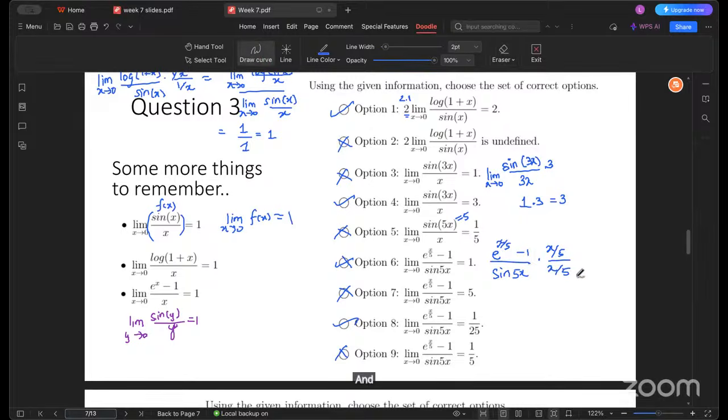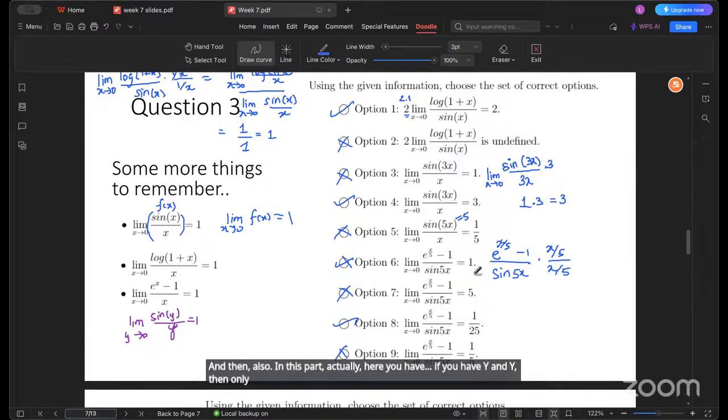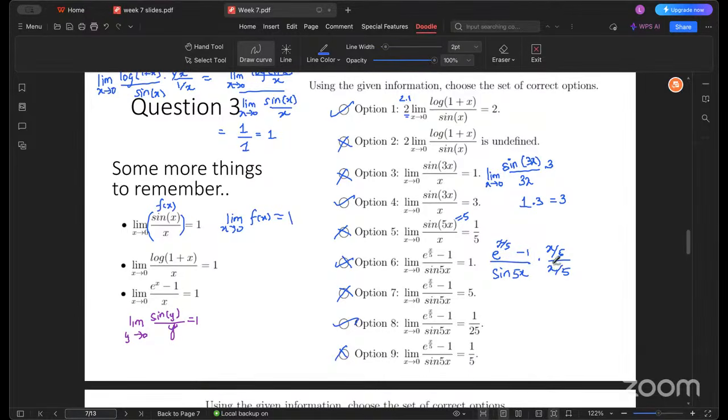And then also in this part, if you have y and y, then only you can apply the limit. Here you have sine 5x. So what do you need here? 5. So again here I am going to multiply and divide by 5. Okay. So here what will you have? You will actually have e power x by 5 minus 1 by x by 5.